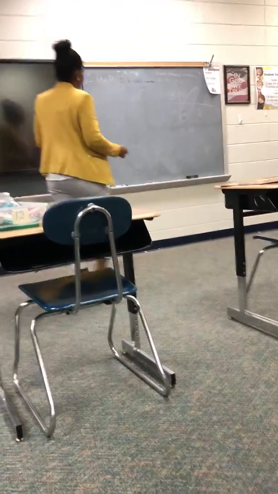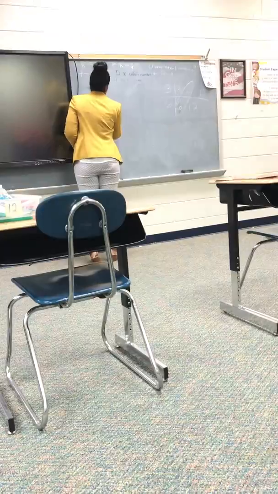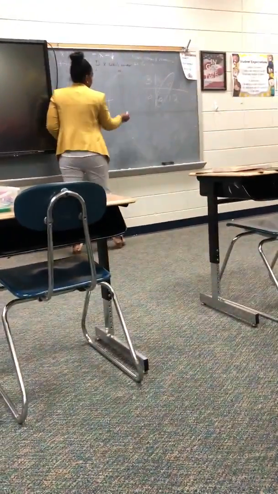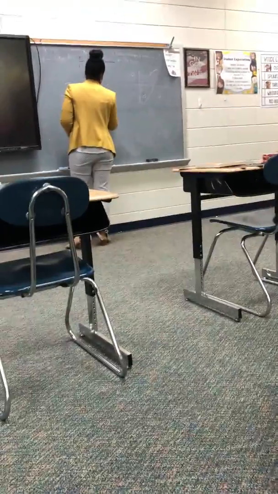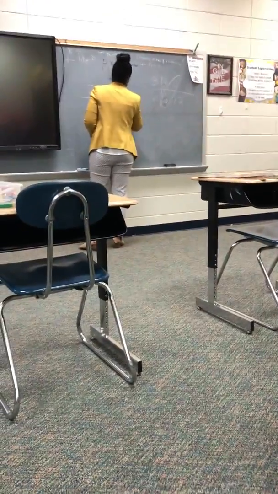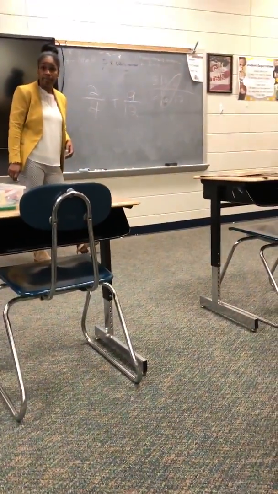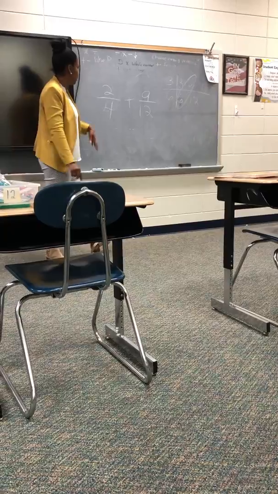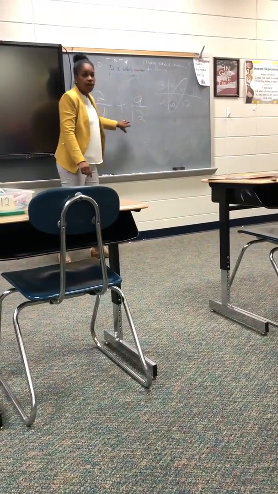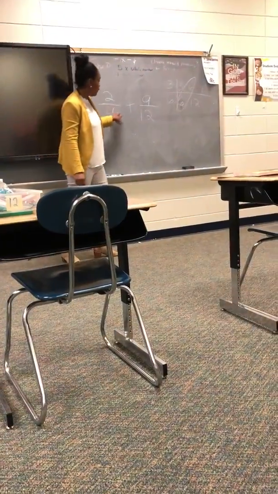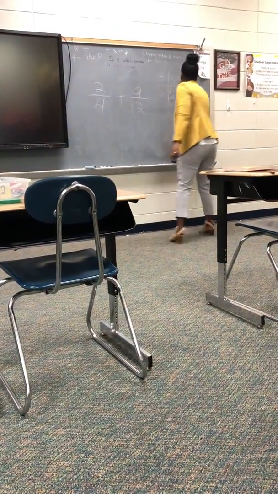Let's try again. 2/4 add 6/12 or 9/12. Can we just go ahead and add? Good job. No. What do we have to do? We have to make sure that we get common denominators. 4 and 12. Again, you're going to come across here.